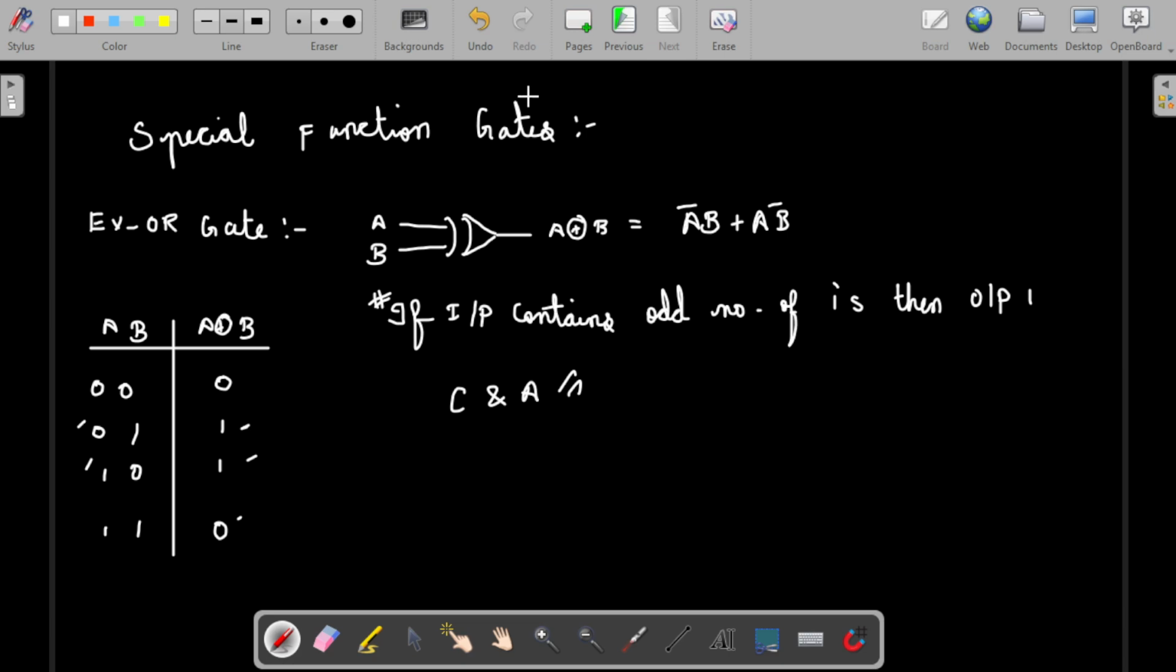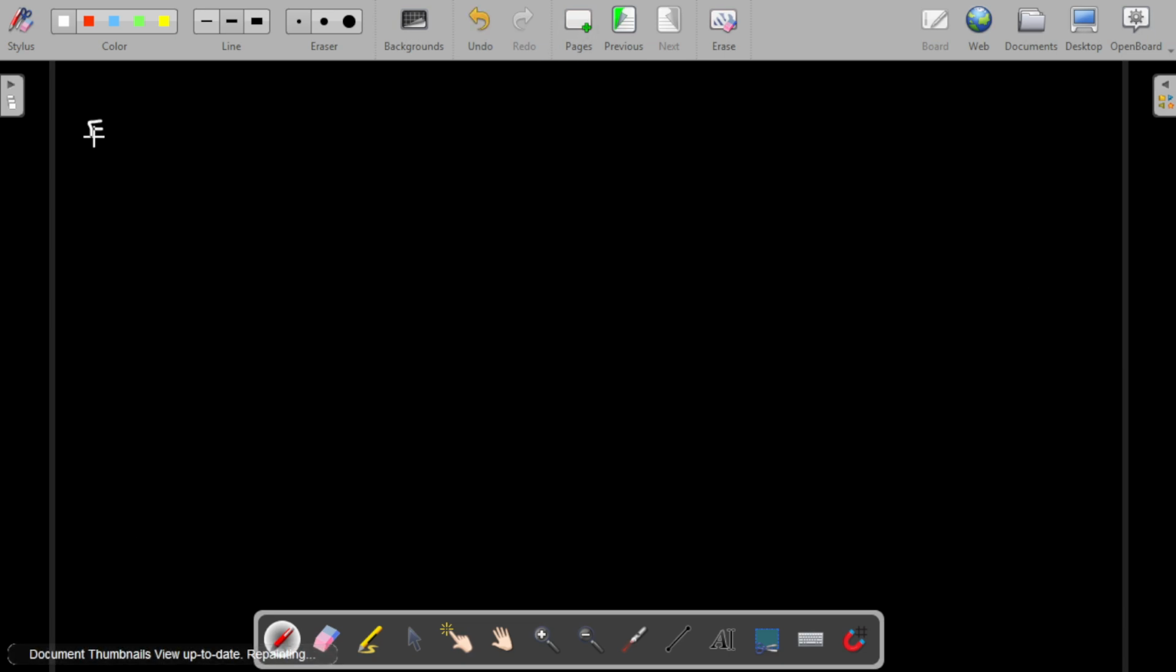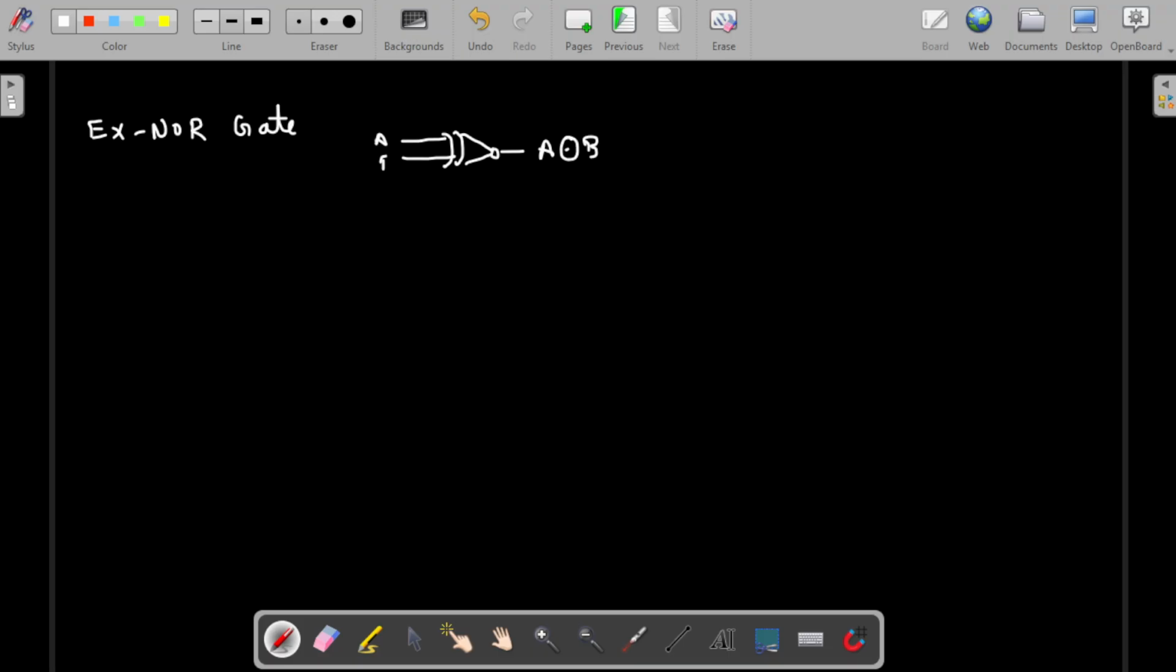So let's see how XNOR will look. XNOR is simply the complement of XOR. So for the XNOR gate, we represent the same thing with a bubble. This is A dot B. Instead of plus, we will mention it as dot. If we expand this one, this will be A bar B bar plus AB. This is commutative as well as associative.